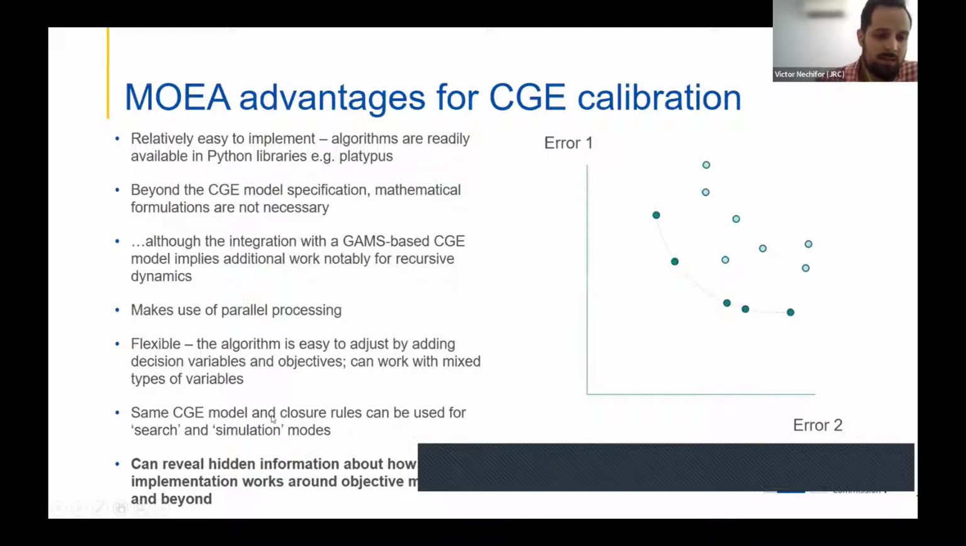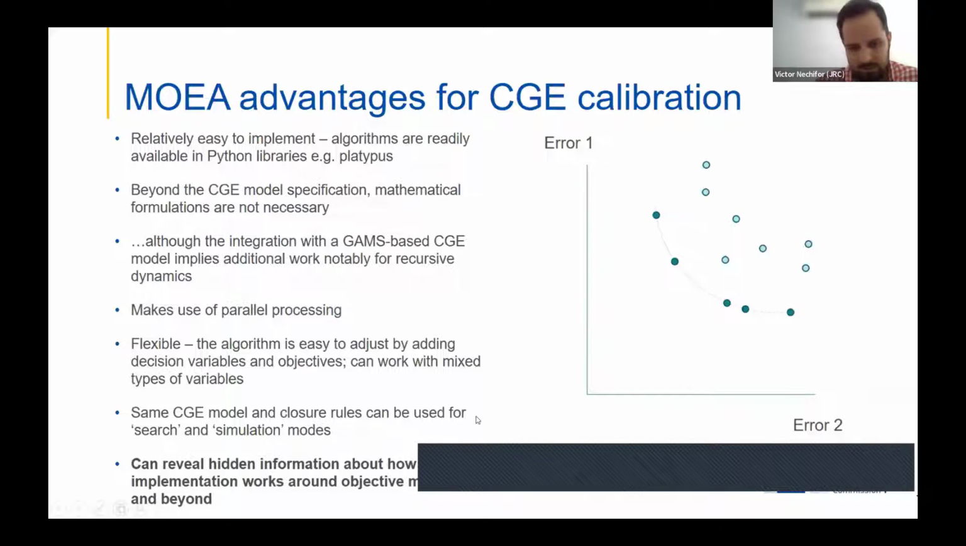Another very nice thing is that we use exactly the same CG model specification that we would use in normal simulations, which we can embed into the MOA framework. So there's no problem of using by accident two different specifications because I've changed something in one equation or I've changed something in one closure rule, and then I will get different results.